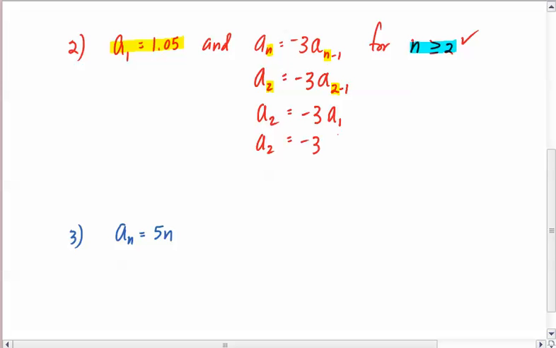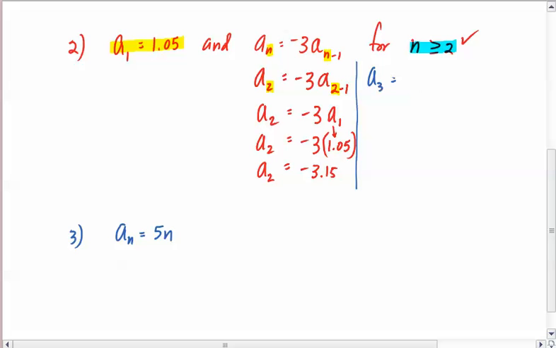So negative 3 times... now what this is asking for is a sub 1. It's saying go get a sub 1 and put it in that spot. This a sub 1 is 1.05. So we find that a sub 2 is simply a sub 1 times negative 3, and a sub 1 times negative 3 ends up giving me negative 3.15. So that's a sub 2. Now, I'm going to change up colors a little bit to hopefully help out.